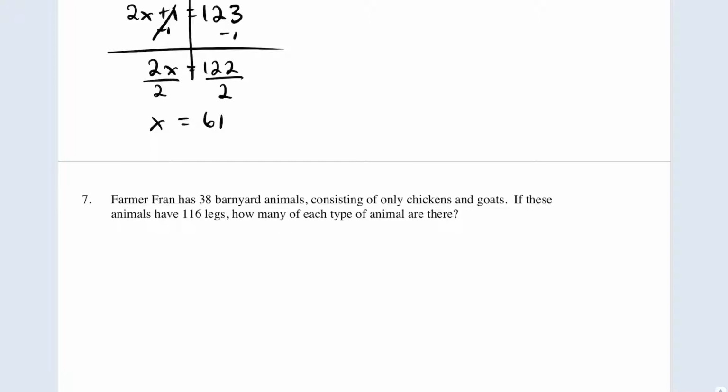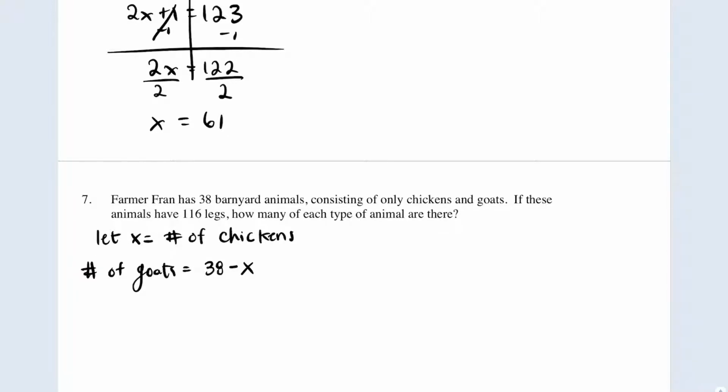Okay, so in my define stage, I'm going to let x equal the number of chickens. And you can do the number of goats, it doesn't matter. You'll still get the same answer, except the only thing that'll be different is what you're solving for. So when I solve for x, it's going to tell me the number of chickens. Now I need to know, how many goats are there? Well, if x is the number of chickens, and I have 38 total animals, then 38 minus the number of chickens should give me the number of goats.